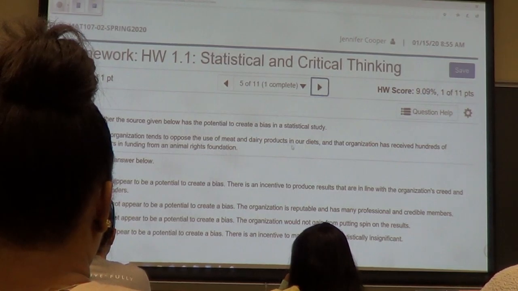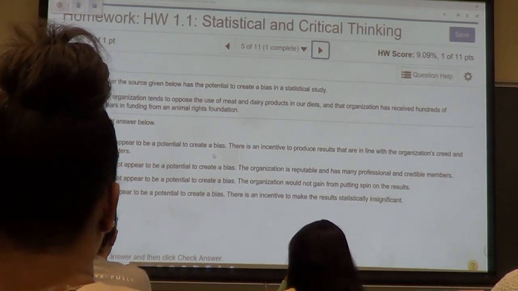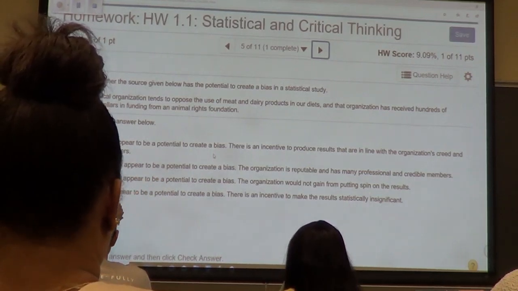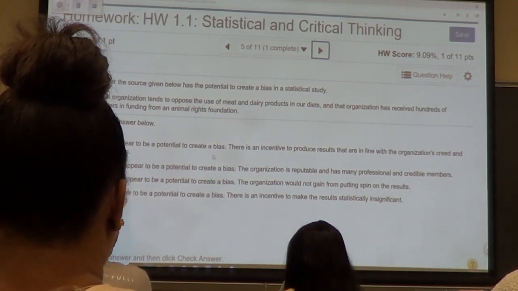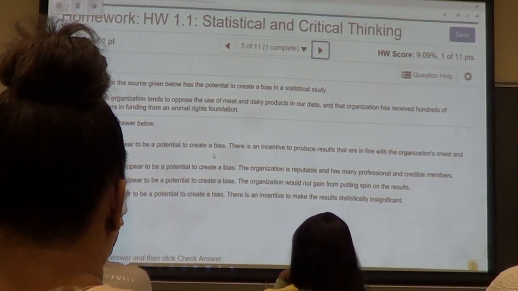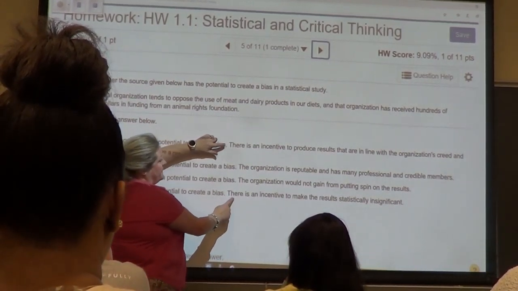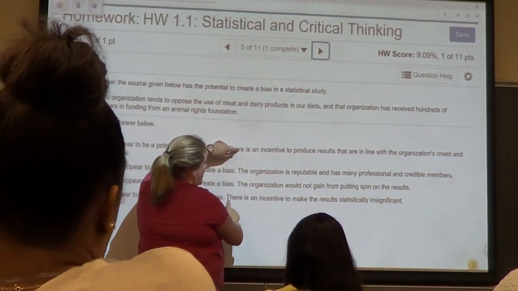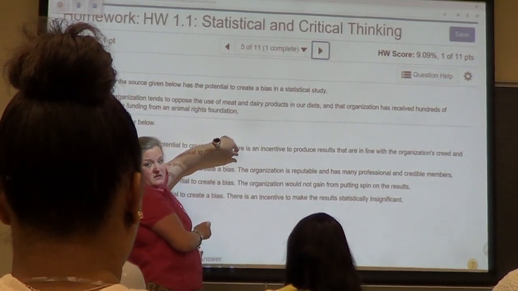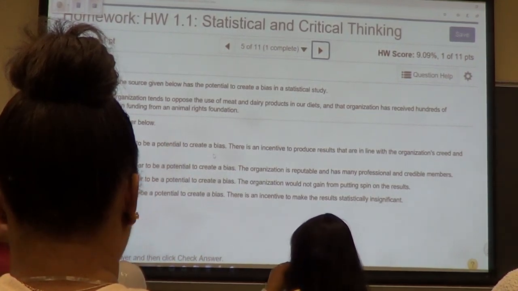This one talks about eating meat and dairy products, and the organization that told us about this is Funding Animal Rights. This group says, I don't want you to kill animals, and is telling us not to eat meat and dairy. If we look at the first sentence, there appears to be bias, or there does not appear to be bias. So you first have to say, is there bias or is there no bias? Yes. So we know it's going to be either A or B. We good? Now, there is an incentive to produce results that are in line with the organization's creed and that of its founders, or there's an incentive to make the results statistically insignificant. A. They're saying these are our beliefs. We don't want you to kill the animals, so you don't need to eat the animals. So that one's going to be A.